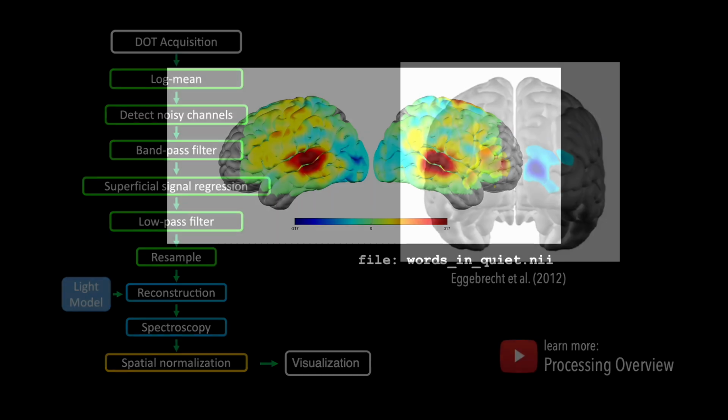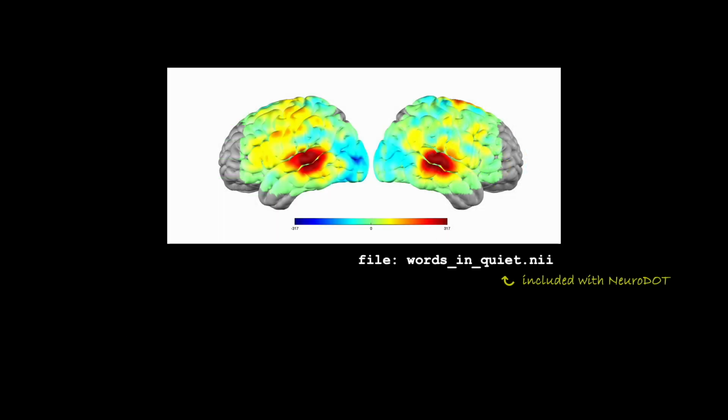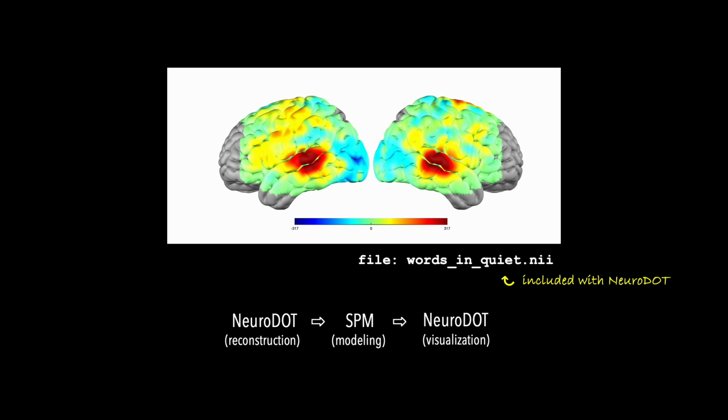The visualization tools can also be used to render other types of data, such as statistical parametric maps generated using modeling functionality in NeuroDOT or other imaging software. The example shown here is a contrast map that was created by saving the NeuroDOT reconstruction as a Nifty file, importing the data into SPM, performing a statistical analysis, then displaying the results using NeuroDOT.